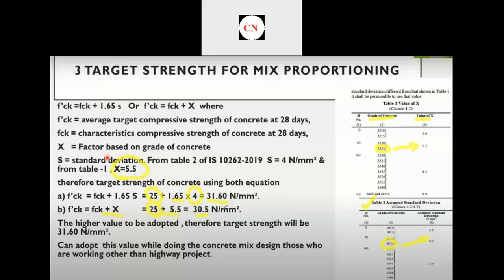Always remember one thing. Now you have two values: one is 31.6 and another is 30.5 Newton per mm square from these two criteria. We have to adopt whichever is higher among these. Why? Because the target compressive strength should be higher. Among these, 31.6 Newton per mm square is higher, so I am taking the same here. It is nothing but the target compressive strength.